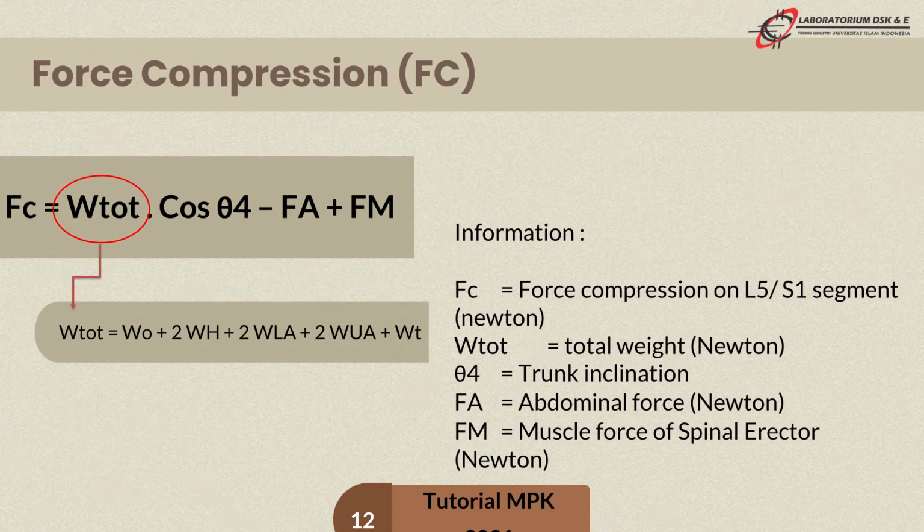The formulation used for calculating FC is on the slide, with the information that FC is the compressive force, WY total is the total weight in Newton, theta 4 is the trunk inclination, FA is the abdominal force in Newton, and FM is the muscle force of the spinal erector.